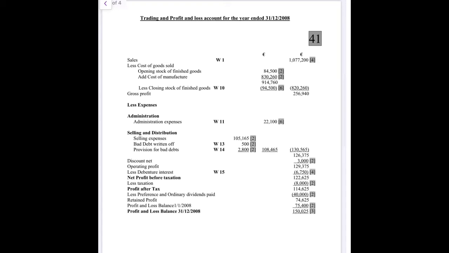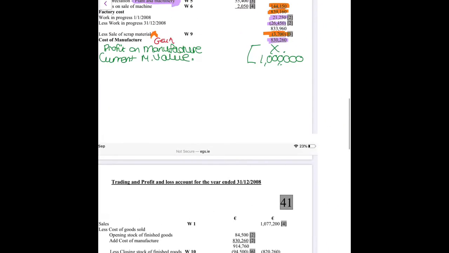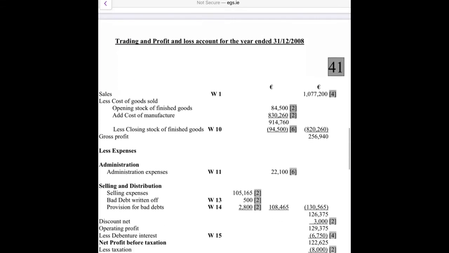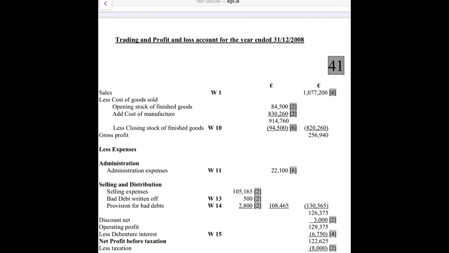Then you've got your less cost of goods sold, or less cost of sales is what I would usually say. You're putting in your opening stock of your finished goods, 84,500, coming straight from your trial balance, 2 marks for it. Add your cost of manufacture, so that's this figure here, 830,260. You're adding those two figures together and you're taking away your closing stock of finished goods, which is 94,500 euro. We adjusted that a few times as well. We definitely adjusted it for our sale or return basis as well.